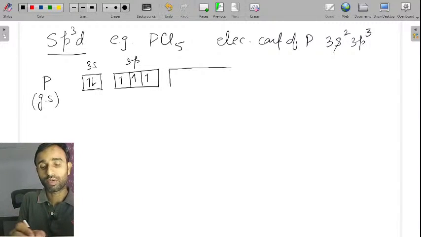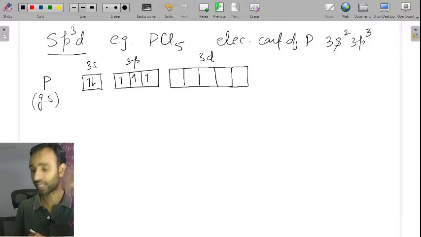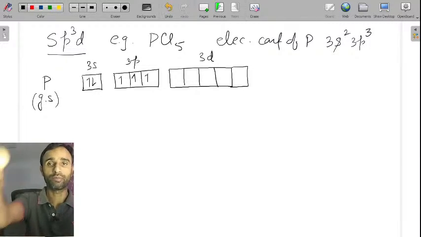That means from 3s and 3p, the next one is 3d, right? 3s, 3p and next is 3d.